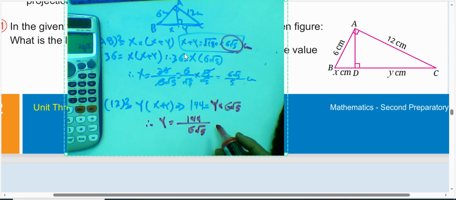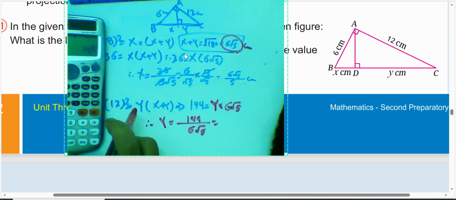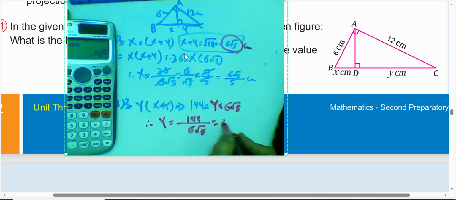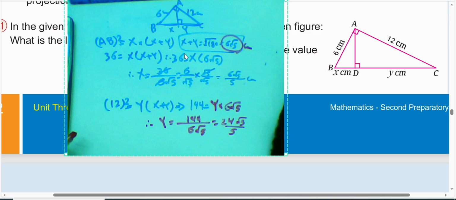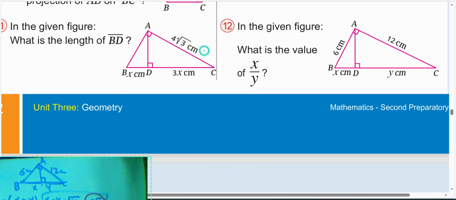You can write the answer by your calculator. The result will be 24 root 5 over 5, or you can simplify it: 144 divided by 6 is 24, so 24 over root 5. Then we want to find x over y, the ratio between x and y.